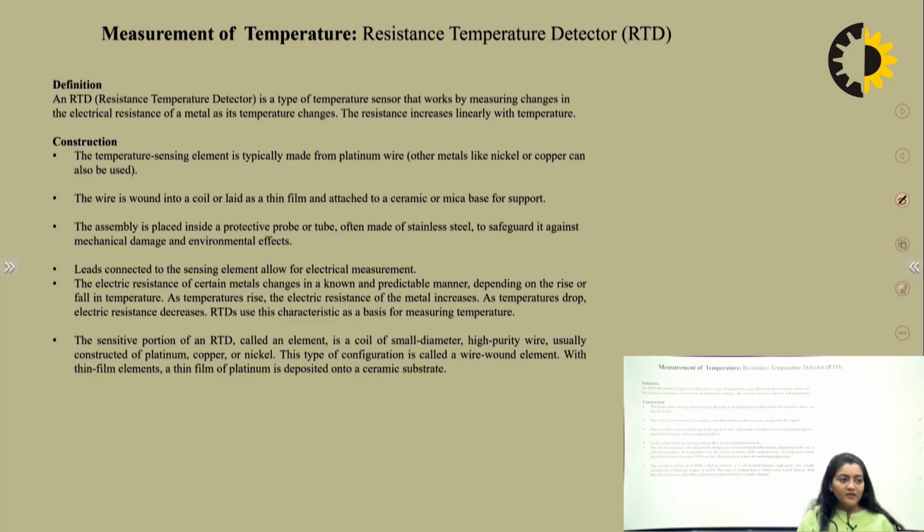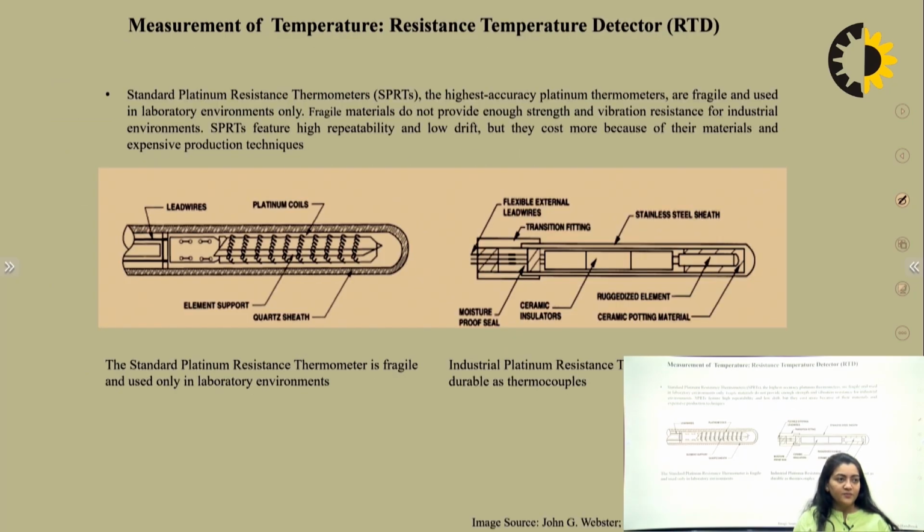With a thin film element, a thin film of platinum is deposited on a ceramic substrate. Standard platinum resistance thermometers, SPRTs, are the highest accuracy platinum thermometers, but they are fragile and used in a laboratory environment only. Fragile materials do not provide enough strength and vibration resistance for an industrial environment. SPRTs feature high repeatability and low drift, but they cost more because of their material and expensive production techniques. So this is a standard thermometer which is fragile and mostly used in laboratory environments, and this is the industrial platinum resistance thermometer, almost as durable as a thermocouple, as we already told you.